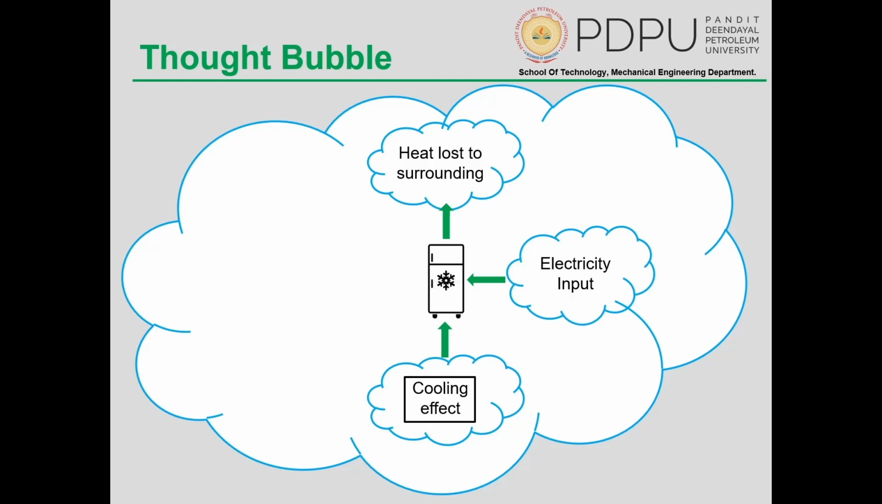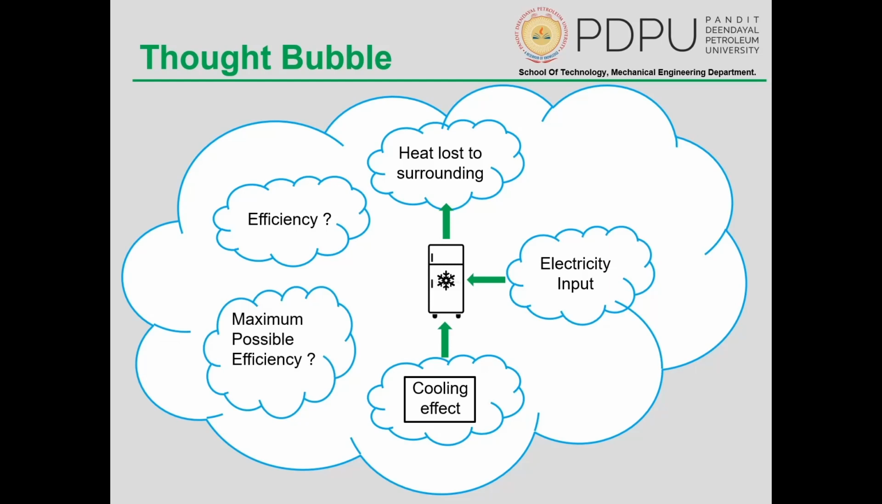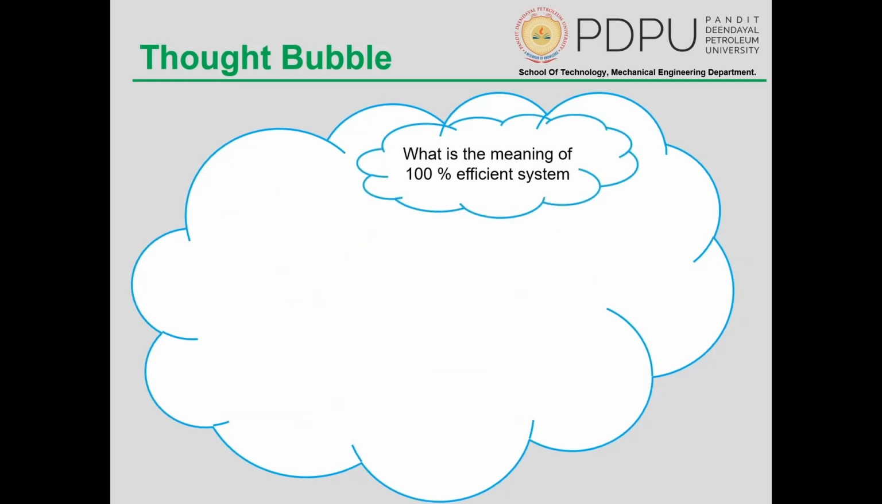You will remember this, you have seen this, and this is something we observe in day-to-day life. The actual mechanism behind this we will be studying in this section itself. Here also I can ask the same question: what is the efficiency of this refrigerator, and what is the maximal possible efficiency of this refrigerator? Thinking about efficiency, somebody can ask, okay sir, what is the meaning of a 100% efficient system? It means that whatever energy I took is completely converted into the useful work that I need.